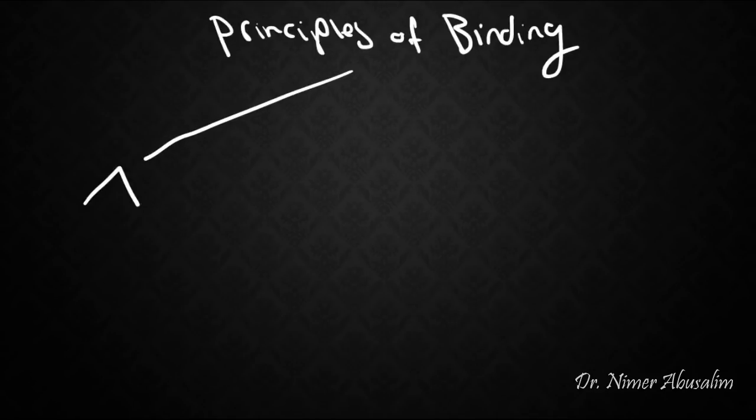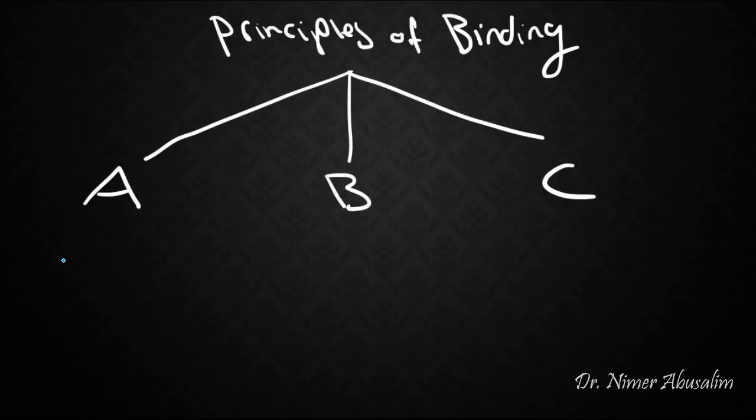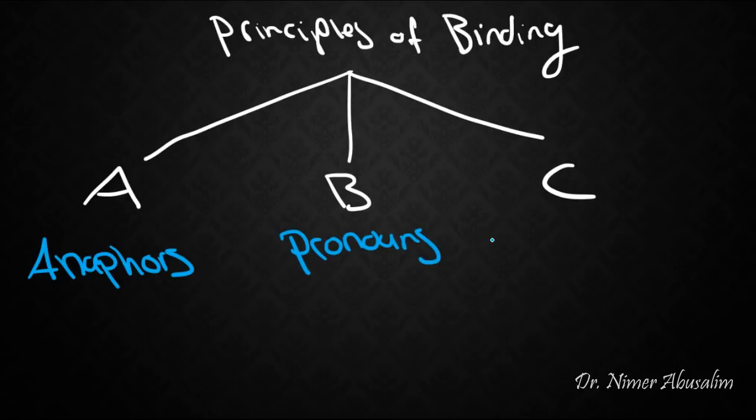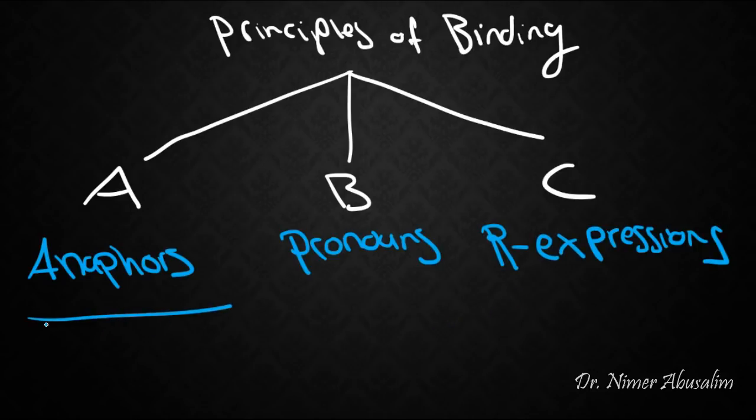So now that we know what co-indexation is, what c-command is, and what binding is, we can go back and look at the three principles of binding theory. There are three principles: principle A, principle B, and principle C. Principle A deals with anaphors. Principle B deals with pronouns, and principle C is concerned with R-expressions. So let's see what principle A has to say.